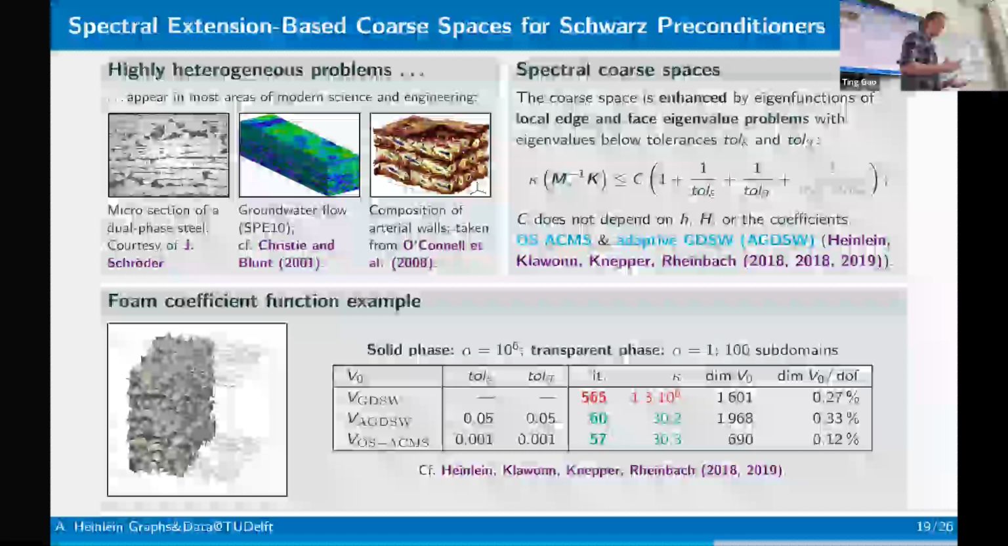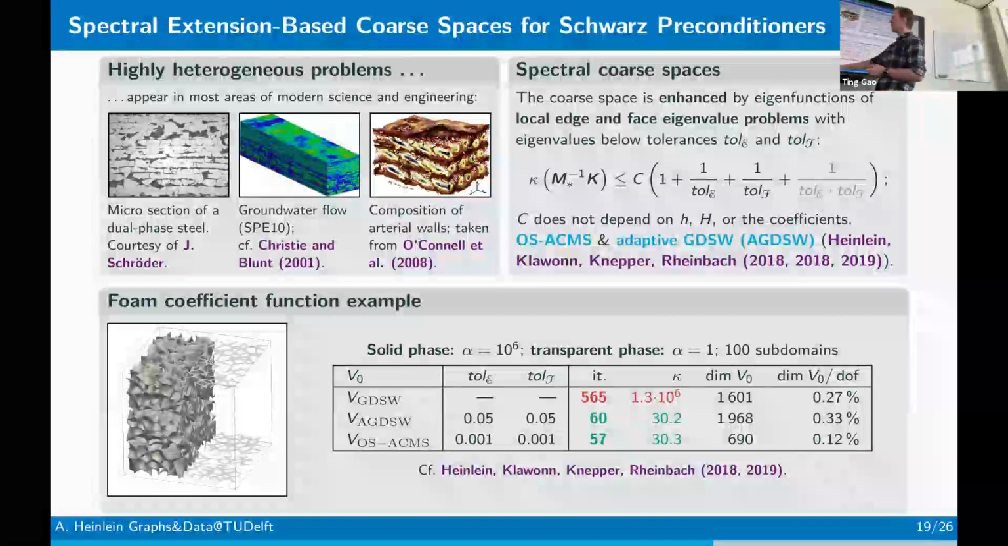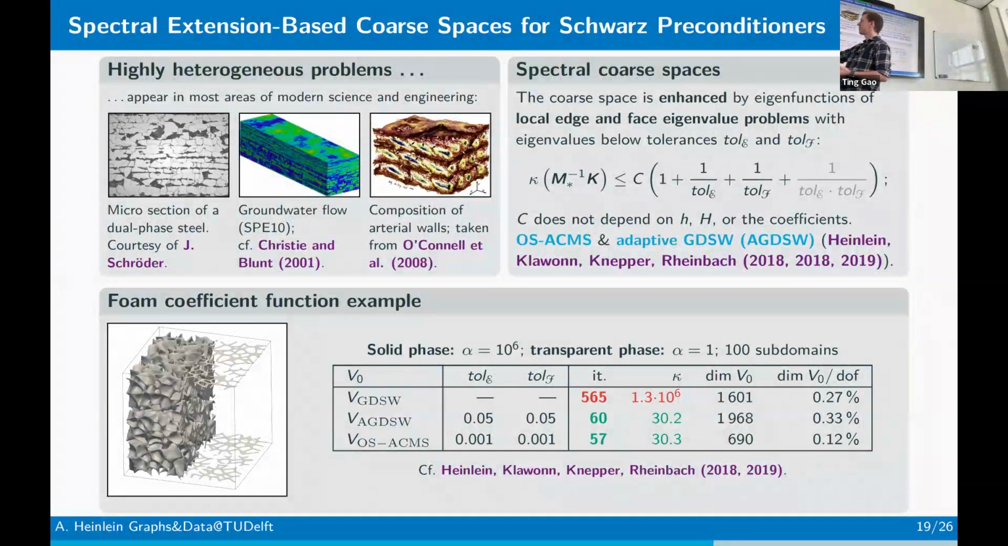And you can think about maybe dual phase steel applications. You could think about subsurface flow. You can even think about biomedical applications where your material parameters will vary in space. And this is, I can tell you, a difficult problem for a solver. So this is, again, a test problem inspired by these kinds of things.